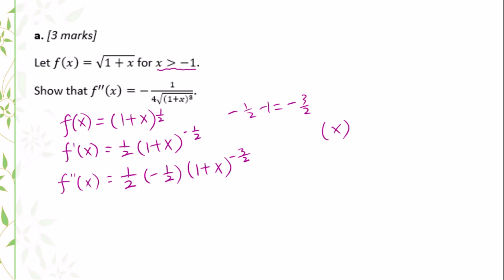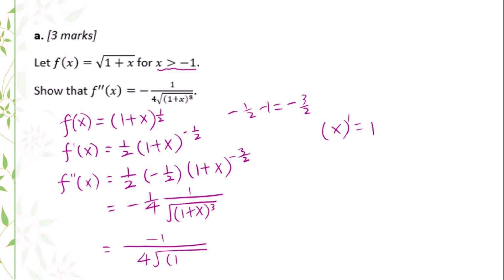By chain rule, the derivative of 1 plus x equals 1, so we get -1 over 4, times 1 over square root of (1 plus x) to the third power, which is -1 over 4 square root of (1 plus x) to the third power.